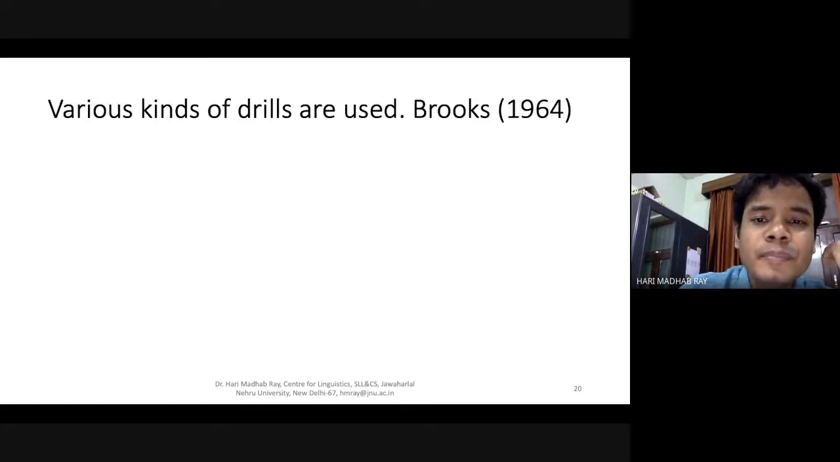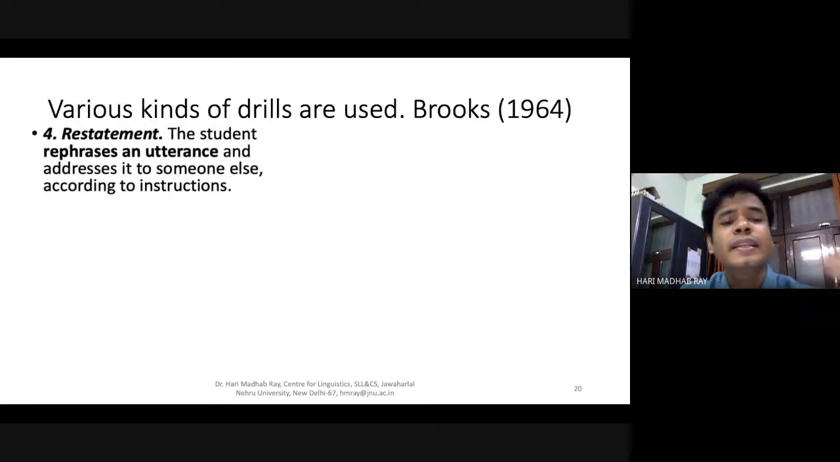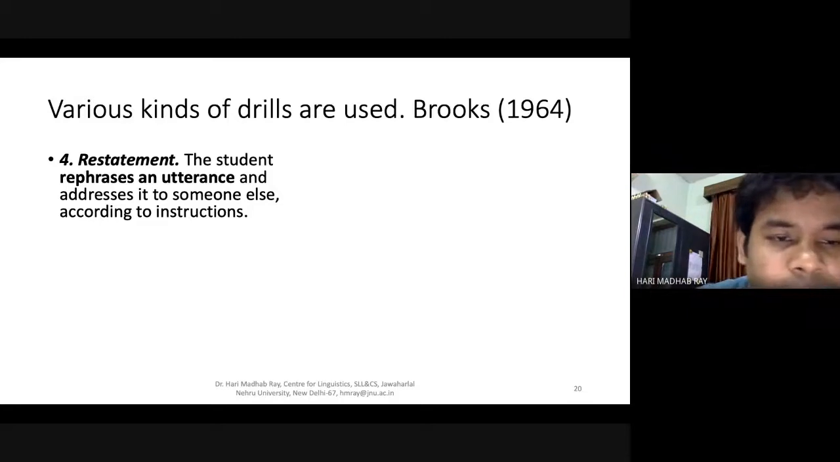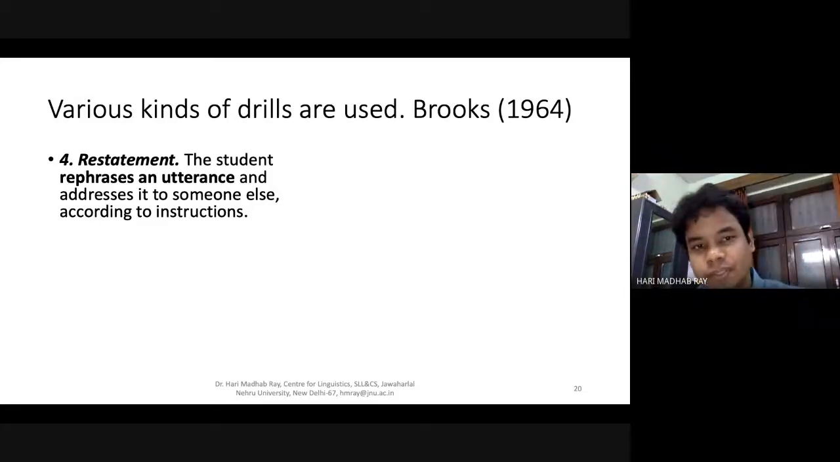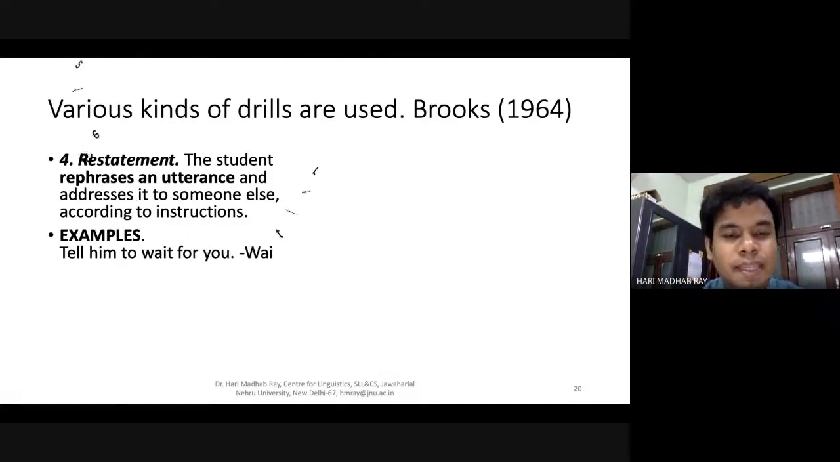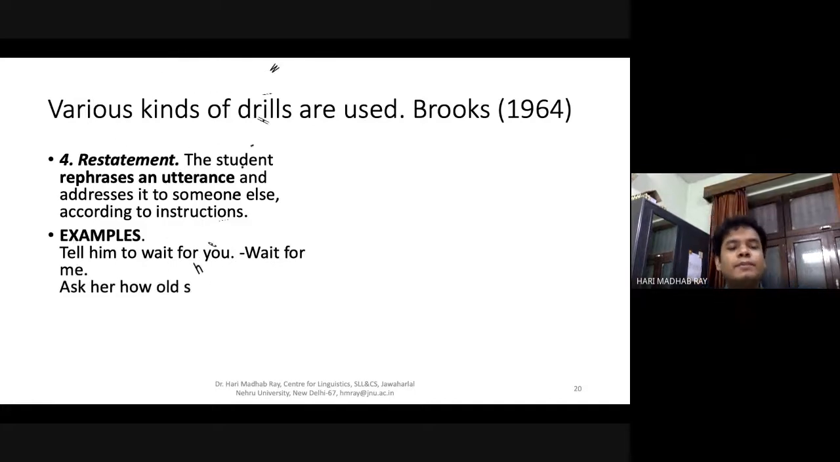And then another drill is restatement. What is restatement? The student rephrases an utterance and addresses it to someone else according to instructions. This is really interesting, and I think it's also good, especially for learning a second language. "Tell him to wait for you."